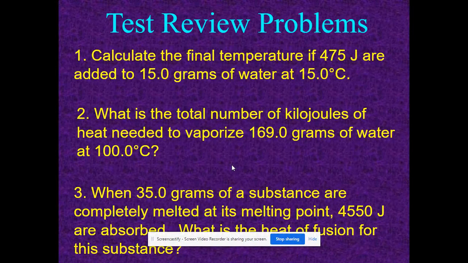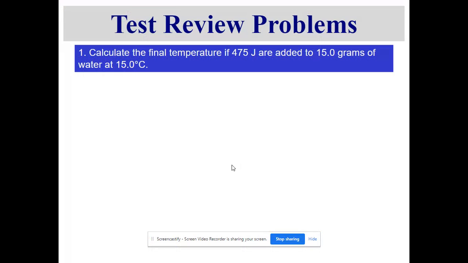All right, so the first one says, calculate the final temperature if 475 joules are added to 15 grams of water at 15 degrees Celsius. All right, so here we go. Phase change or temperature change. Since it's asking for a final temperature, it's got to be a temperature change formula. Since it's a temperature change formula, it's going to be the Q equals mc delta T formula.